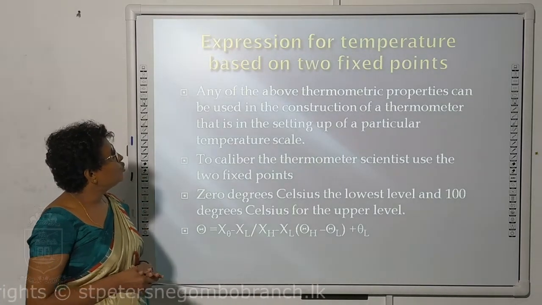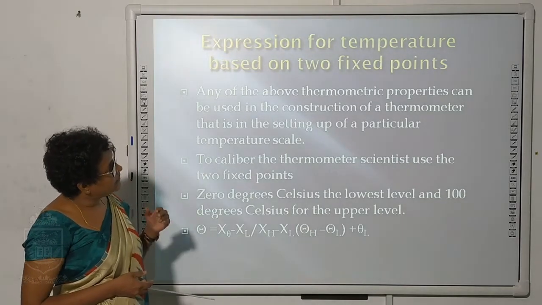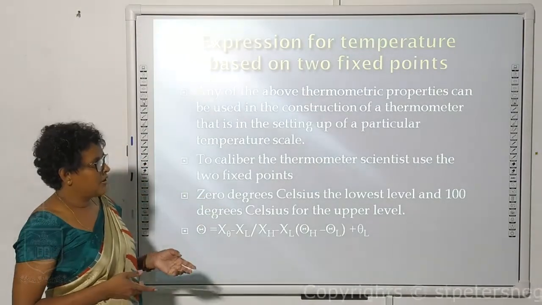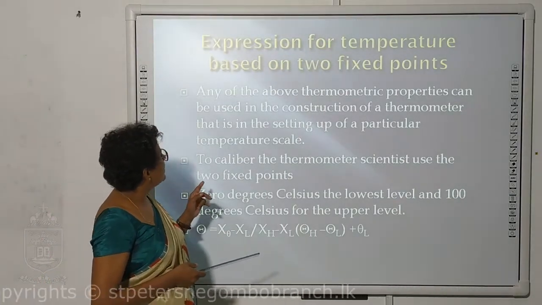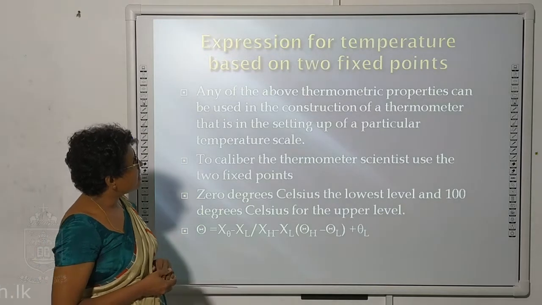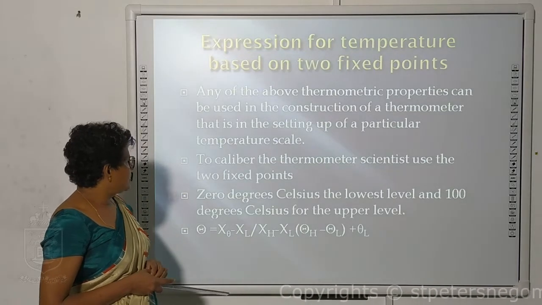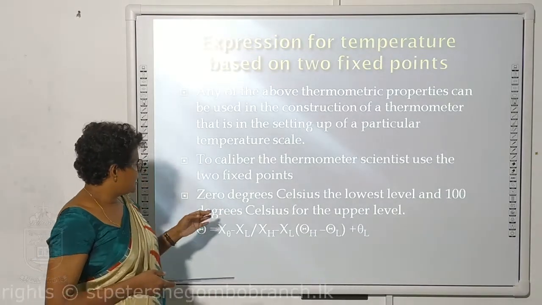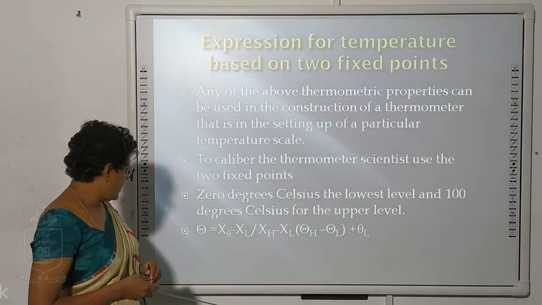Expression for temperature based on two fixed points. Now we need two fixed points to calibrate a thermometer. Any of the above thermometric properties, I mean the constant volume of a gas, or the linear expansion of a rod, or the volume of a gas, can be used in the construction of thermometers, that is, in the setting up of a particular temperature scale. To calibrate the thermometer, scientists use the two fixed points. As I told you earlier, 0 degrees Celsius, the lowest point, and 100 degrees Celsius for the upper level.